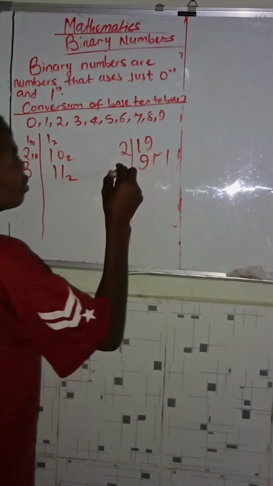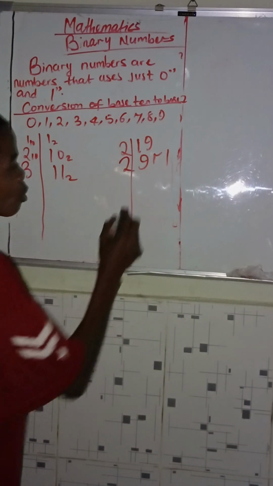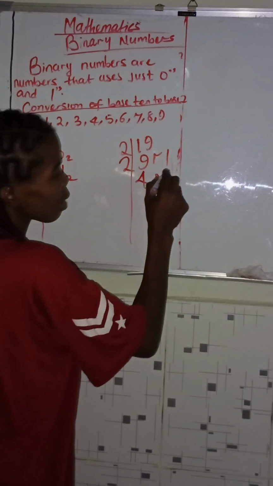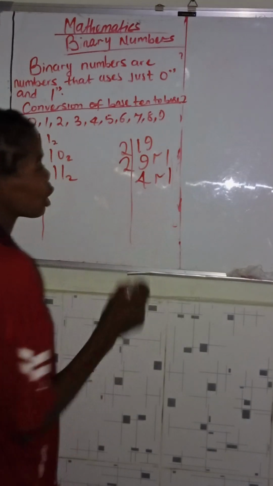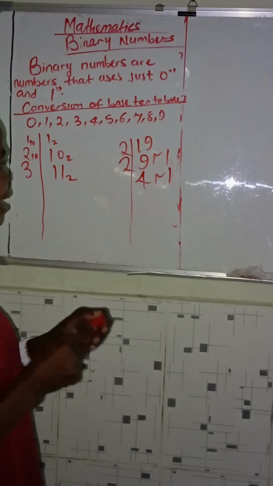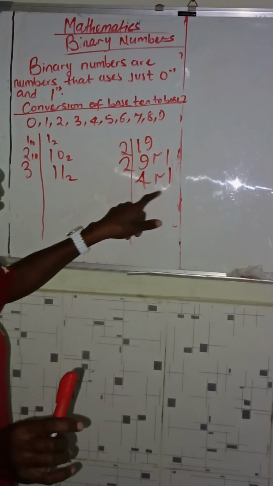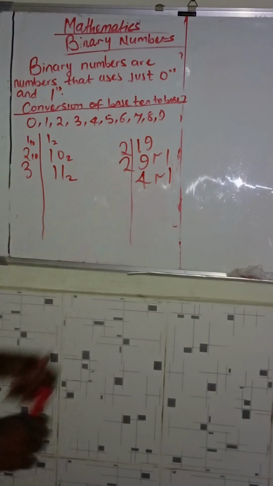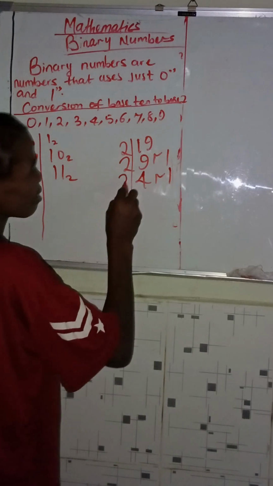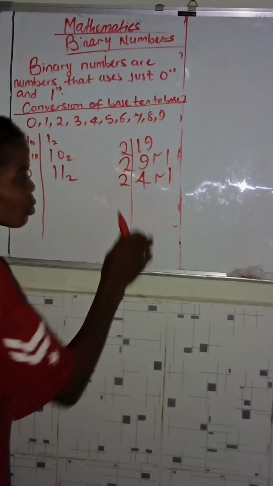All right, now 2 in 9, 4, remainder what? 1. If you want to check if you're correct, 2 times 4, 8, plus 1, 9. You got it. All right, we're still not having 0. Until we have 0 here, we do not stop.